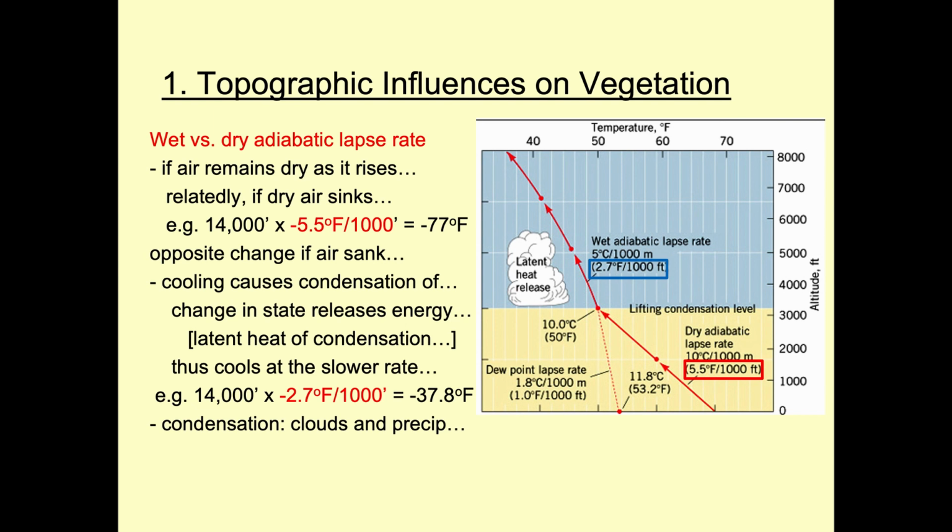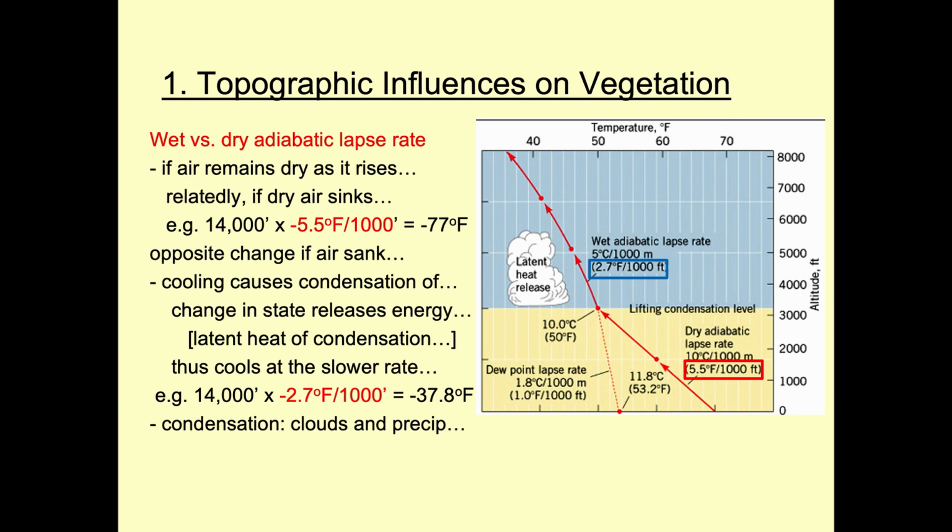In the wet adiabatic lapse rate, the parcel of air cools as it ascends in elevation by 2.7 degrees Fahrenheit for every 1,000 feet. So if this parcel of air was cooling at the wet adiabatic lapse rate for those 14,000 feet, that parcel would only decrease by 37.8 degrees. So stark differences between wet and dry adiabatic lapse rates.